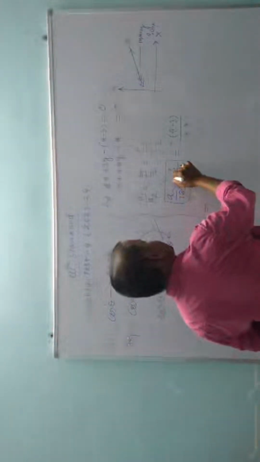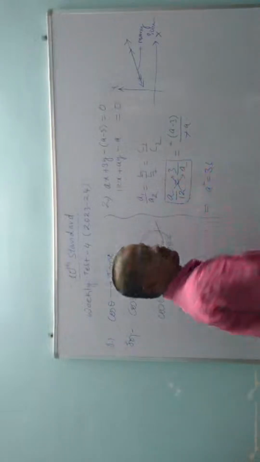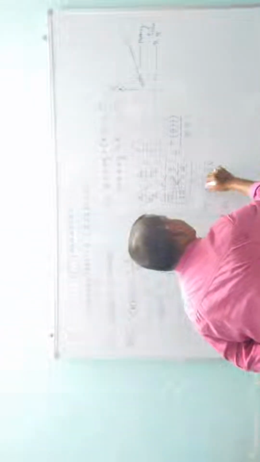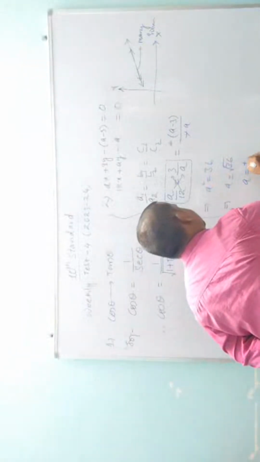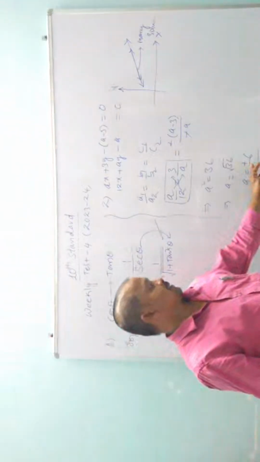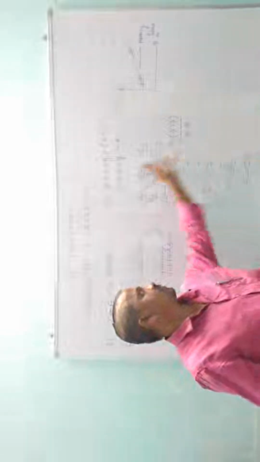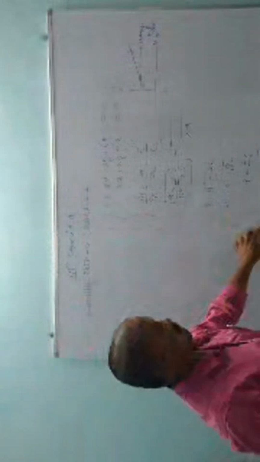So by cross multiplication, a into a, a square, is equal to 12 times 3, that is 36. So we get a square is equal to 36, and a is equal to square root of 36. Therefore, the a value we get is plus or minus 6. So at a equal to plus 6 and minus 6, we get so many solutions for this pair of linear equations. So did you understand? Next, third question.